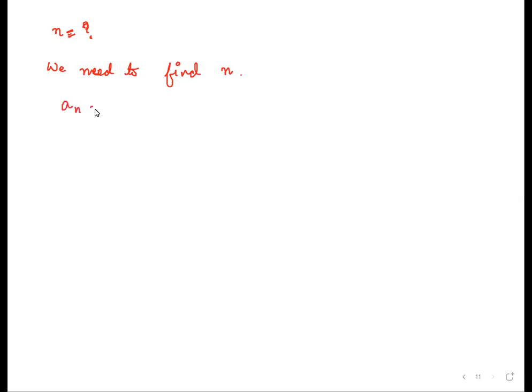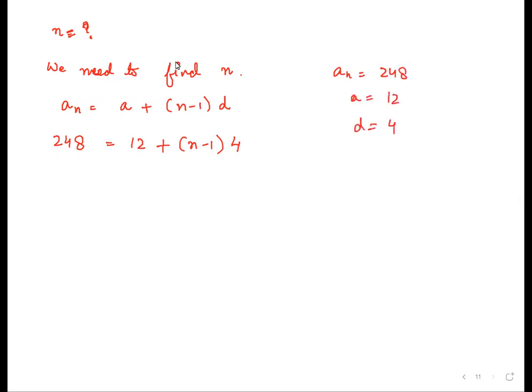Now the formula for the nth term is an is equal to a plus n minus 1 into d. So we basically have to find how many terms are there. Now the last term, which is our an, is 248, which we have already found out. The first term a is 12, which we have got in the AP, and d is 4, for the particular AP, which was 12, then 16, 20, and so on up to 248, right?